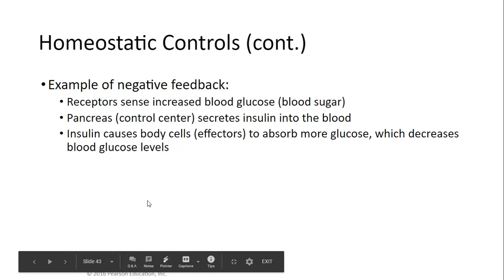And essentially, once your blood glucose levels are low, then you no longer have that demand for insulin. Once the glucose in your blood has been cleared out, you no longer have that need for insulin. So that negative feedback loop shuts off, and stops the pancreas from secreting insulin, okay, when you no longer have that need.